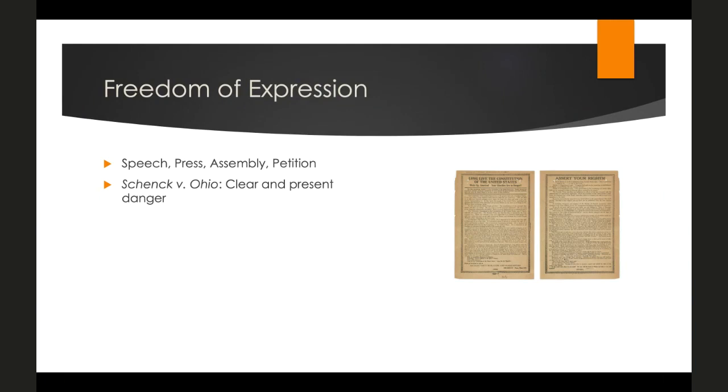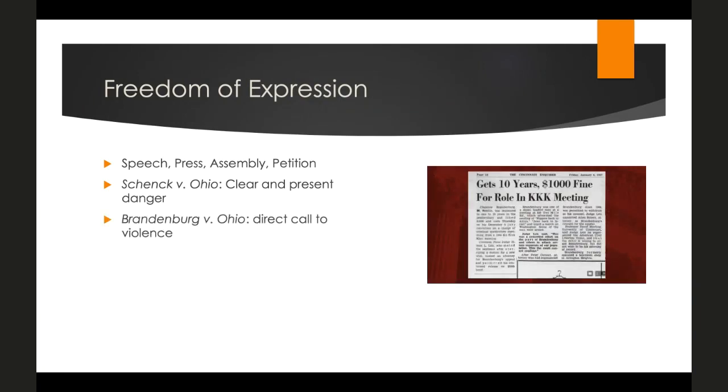The court established the clear and present danger doctrine in this decision, that just like you couldn't yell fire in a crowded theater, you could not distribute literature that was going to provide a clear and present danger or encouraging people to break the law or cause harm. This was amended in the case of Brandenburg versus Ohio, that the speech had to include a direct call to violence or law breaking.